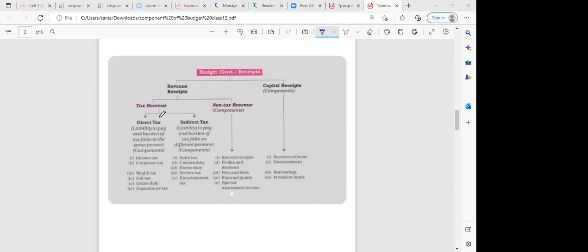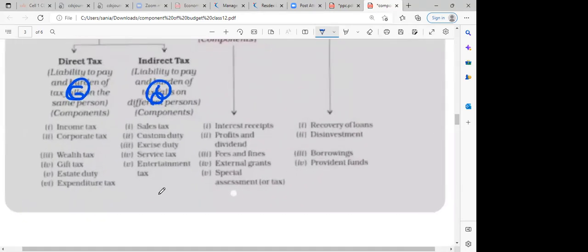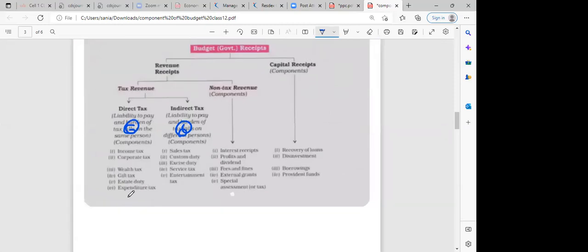In tax, we have two types, direct tax and indirect tax. Just write the points. Direct tax means income tax, corporate tax, wealth tax, gift tax, estate duty, expenditure tax. Indirect means sales tax, custom duty, excise duty, service tax, entertainment tax. And non-tax revenue is basically interest, profit and dividend, fees and fines, external grant, special assessment or taxes, you can say.